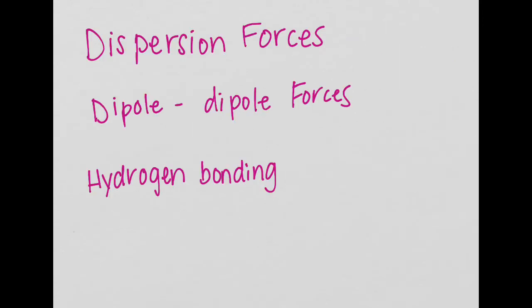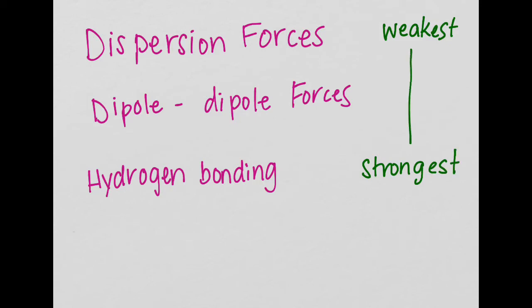So those are the three that I want you to know and remember: dispersion forces, dipole-dipole forces, and hydrogen bonding. Dispersion is the weakest, and hydrogen bonding is the strongest kind of intermolecular force. So I put them in order from weakest to strongest.